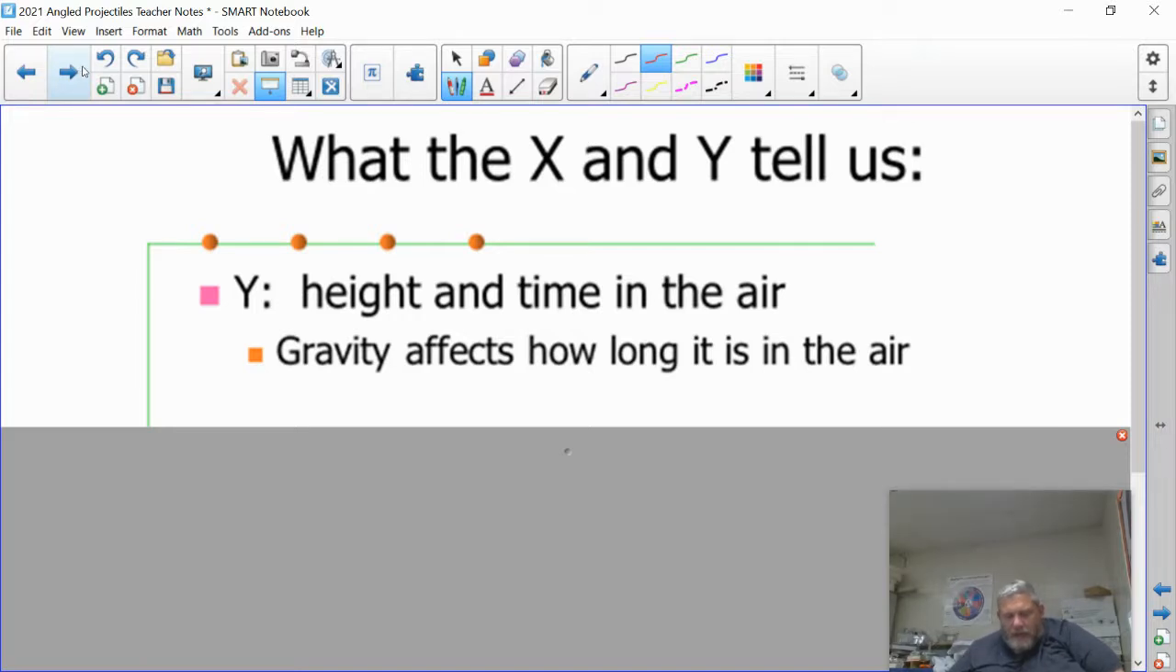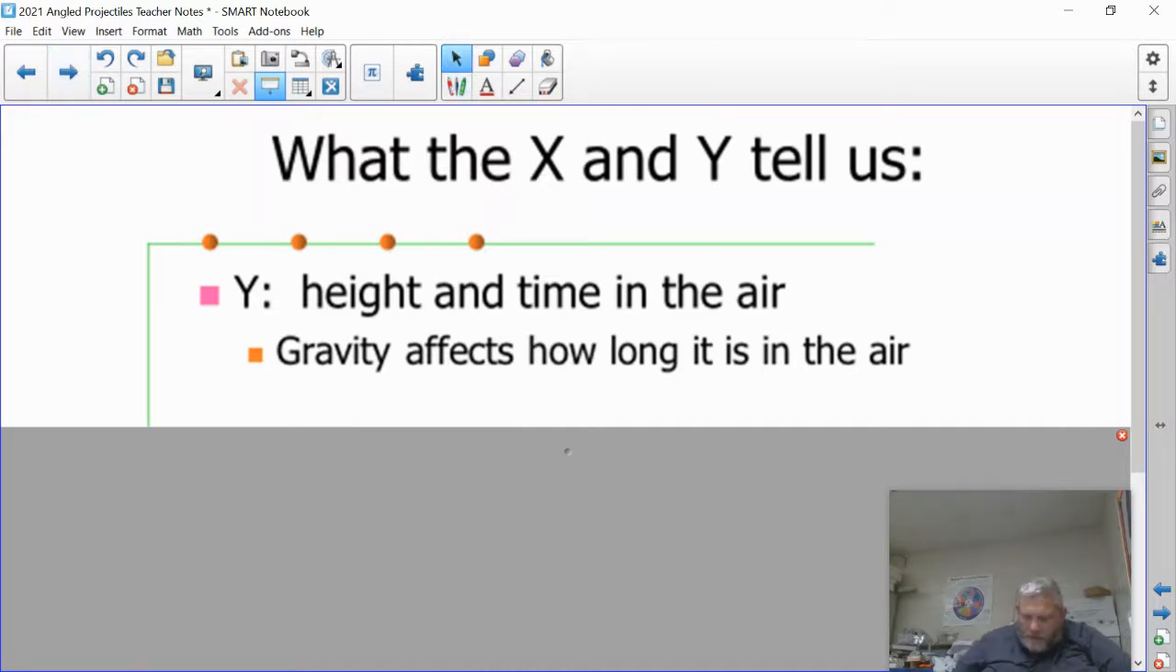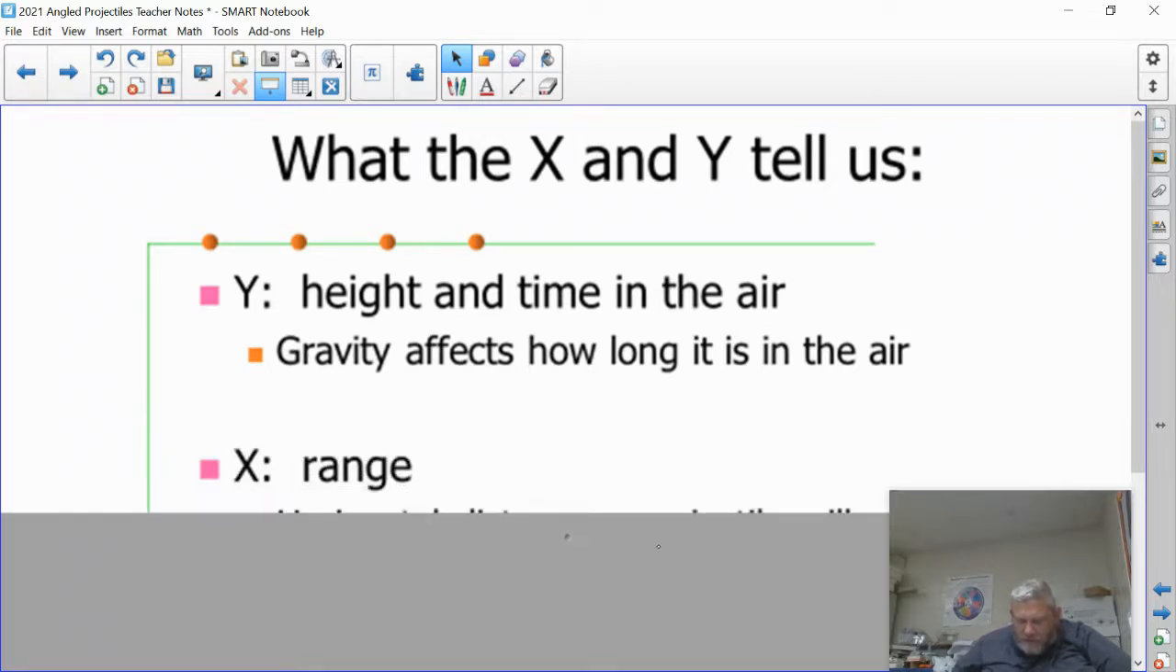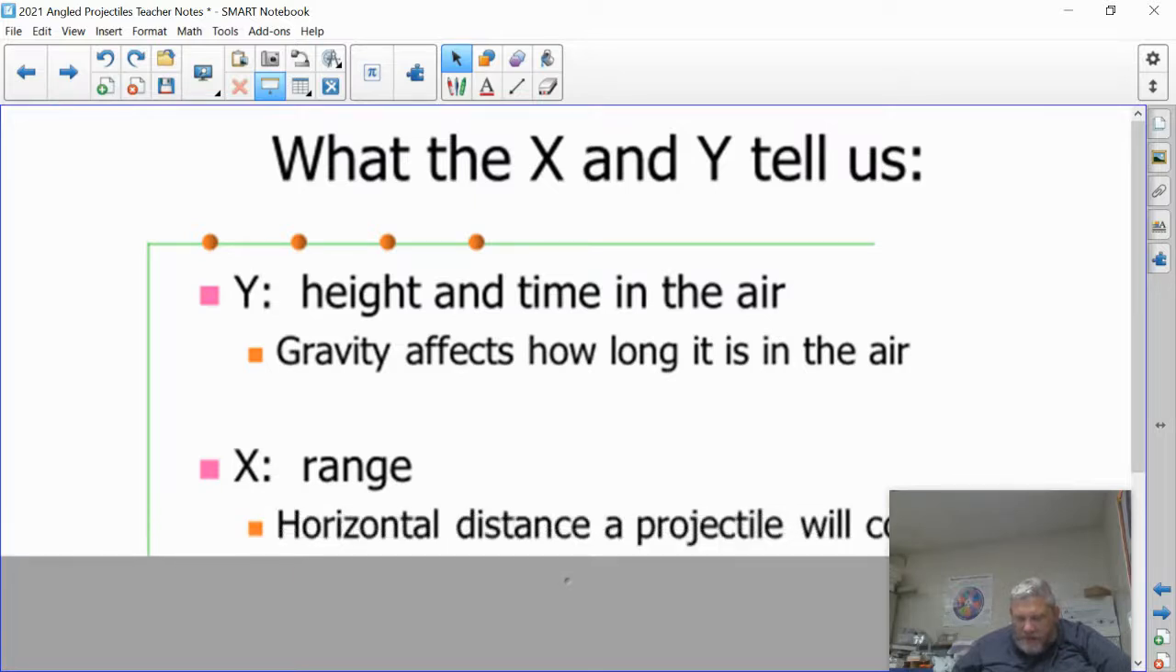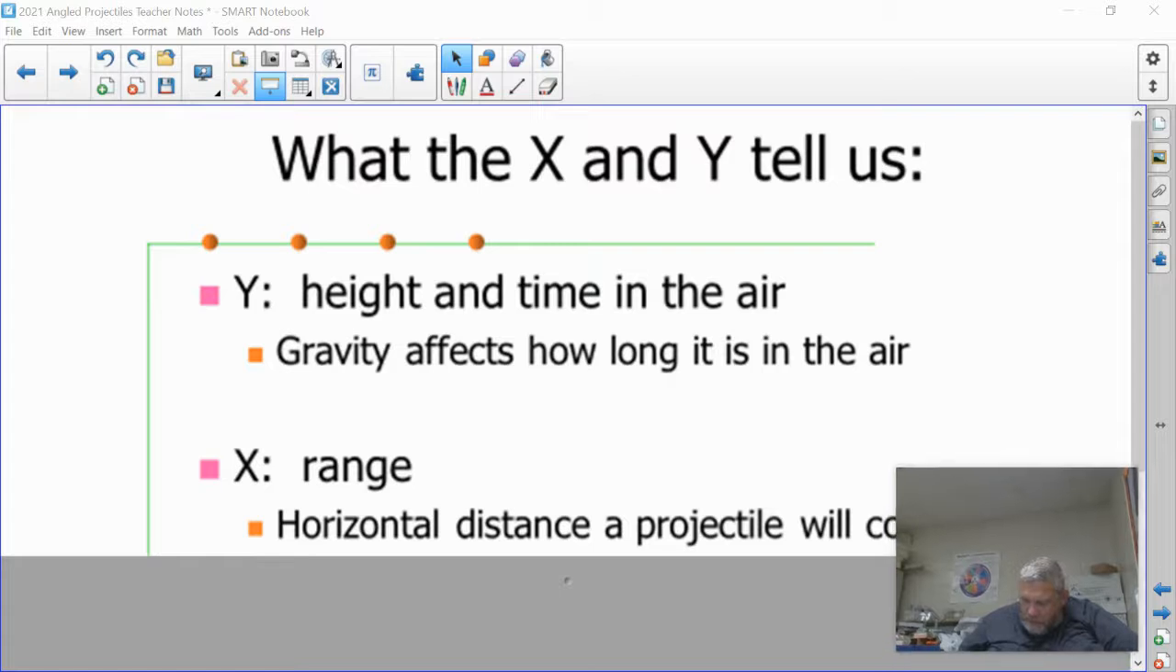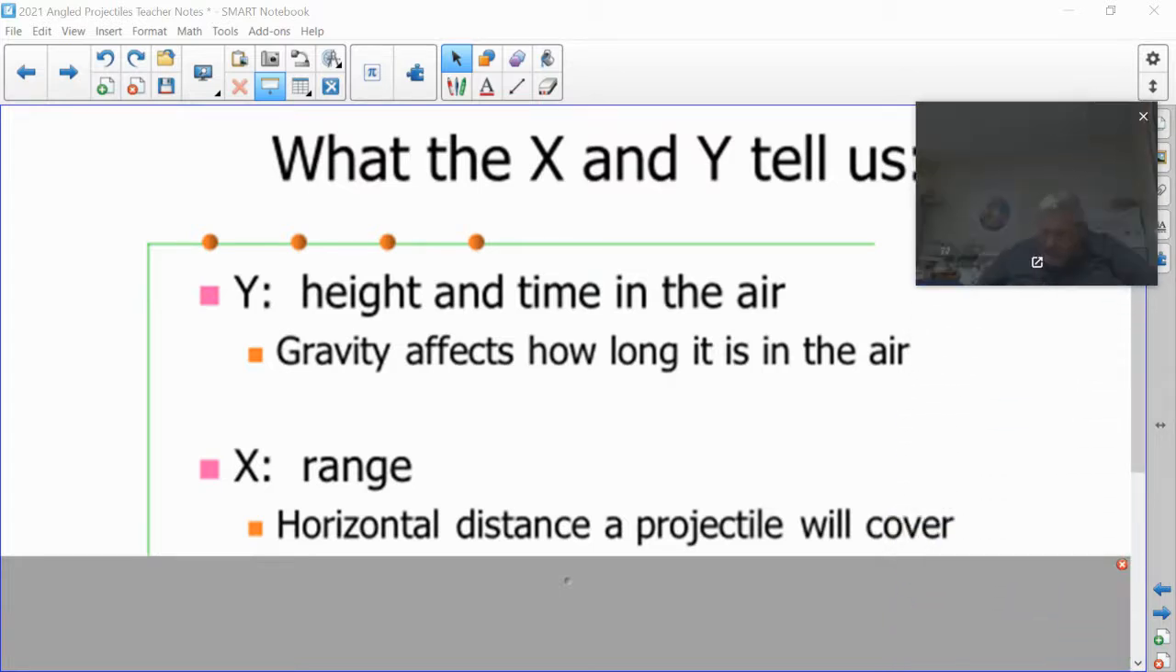Okay, so what do the x and the y tell us? We know that the y is going to help us find the height and the time in the air. Gravity is going to affect how long it's in the air, as well as the height, of course. The x is going to tell me the range, the horizontal distance that the projectile will cover.